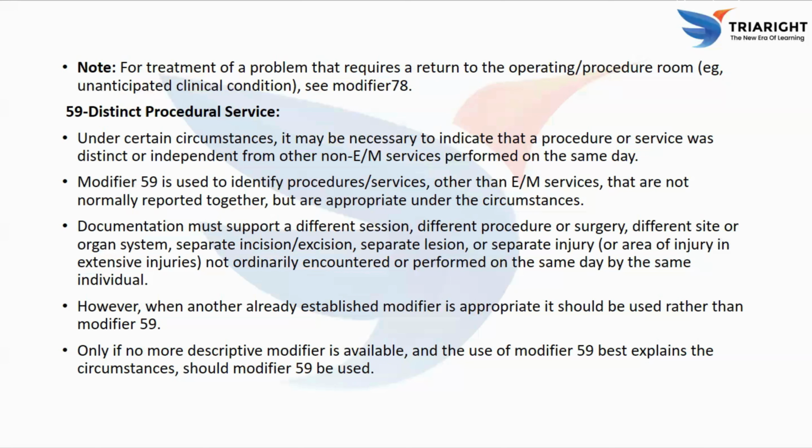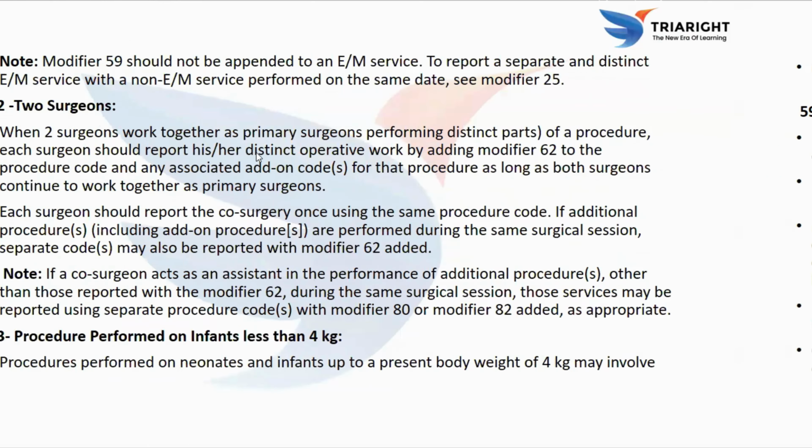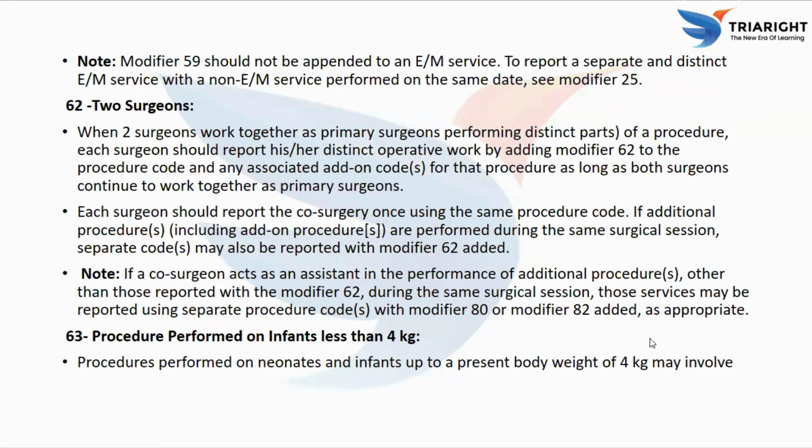So if the patient returns to the operating room due to an unexpected complication, you should not use modifier 59, you have to use modifier 78. So 59 is always a separate and distinct procedural service. Modifier 59 should not be used with E&M service. It should not be used with office visit codes.